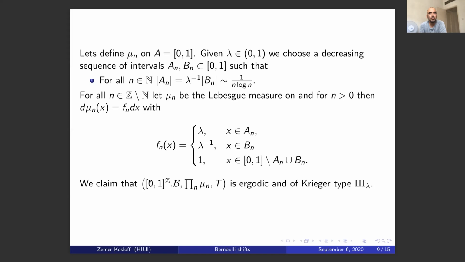And one of the reasons we chose this type of construction is that we could also show that it has, as a finitary factor, all the stationary Bernoulli shifts. So these kinds of systems also have nice properties in terms of factors.